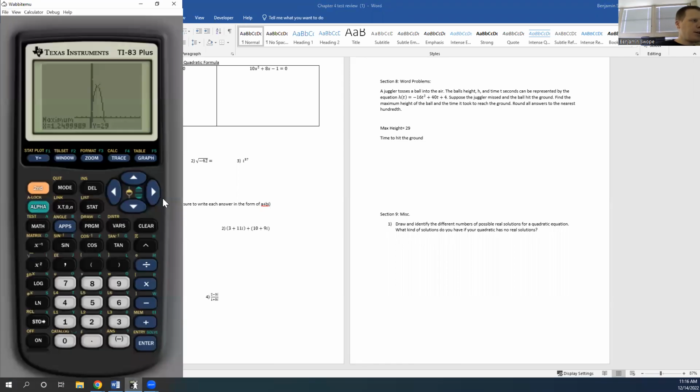The next question we're trying to find is time to hit the ground. So we're going to be looking at where it crosses on the x-axis. You're going to be interested in the one furthest to the right because that's where it's going to be hitting the ground, not where it started. To do that, you're going to use the 0 function. I'm pressing second trace to get to this calculation menu, but 0 is what we're interested in. We're going to move our cursor.